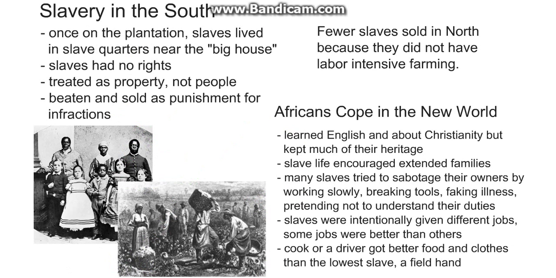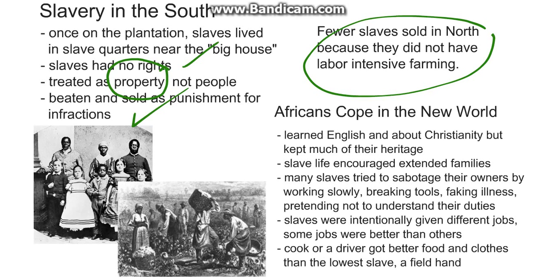Slavery in the South. Once on the plantation, slaves lived in slave quarters near the big house. They had no rights. They were treated as property, not as people. And they were beaten and sold as punishment for infractions or for breaking rules. There were fewer slaves sold in the North because they did not have labor-intensive farming.